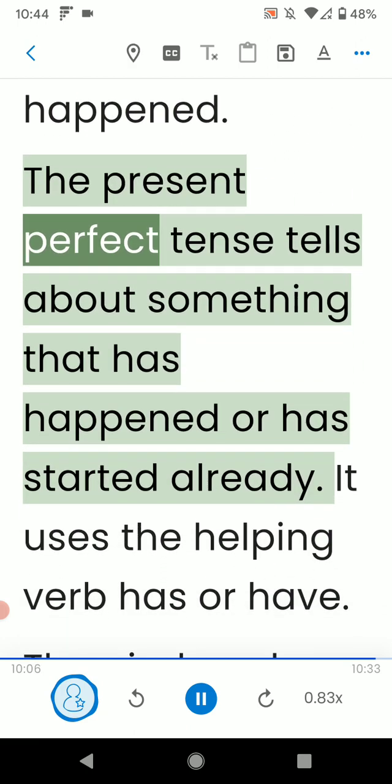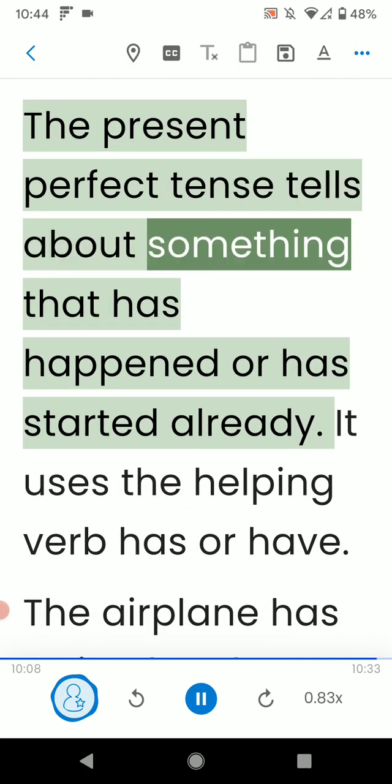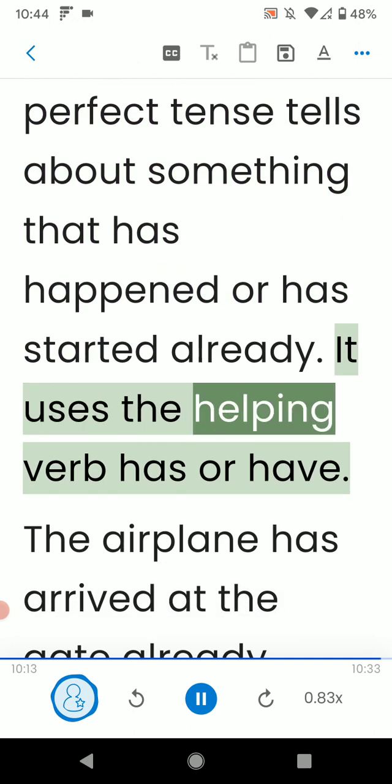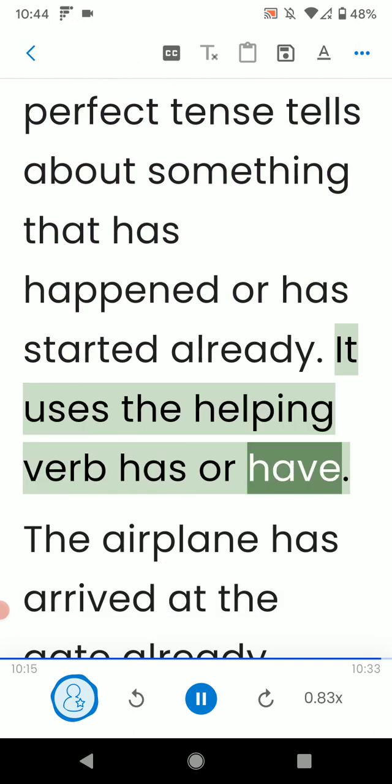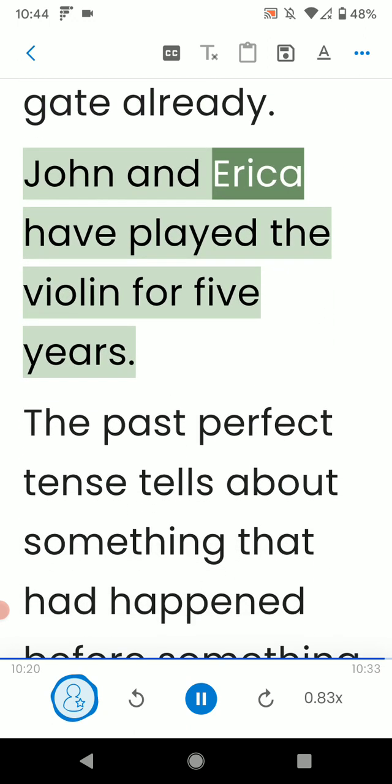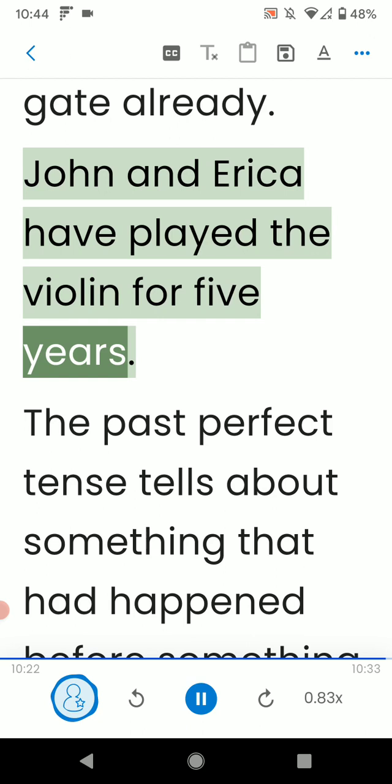The present perfect tense tells about something that has happened or has started already. It uses the helping verb has or have. The airplane has arrived at the gate already. John and Erica have played the violin for 5 years.